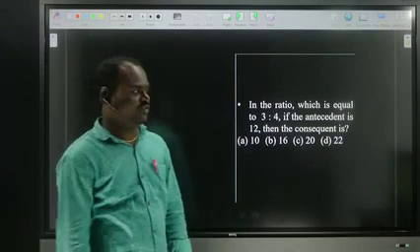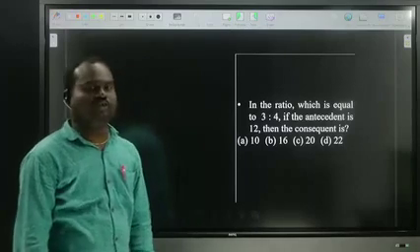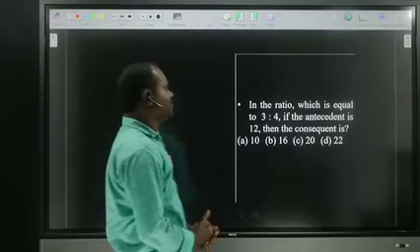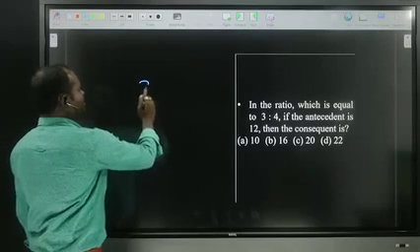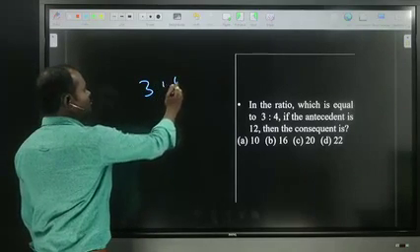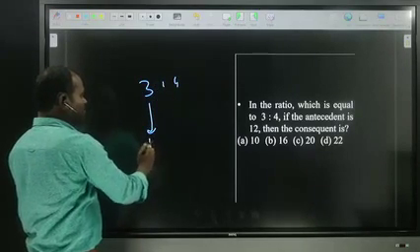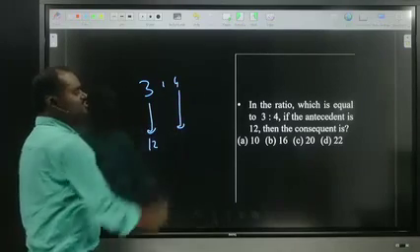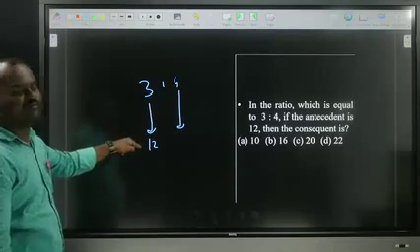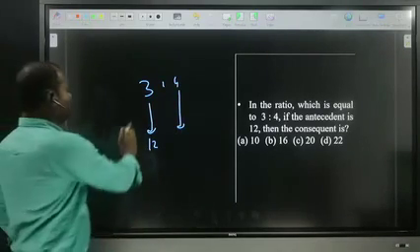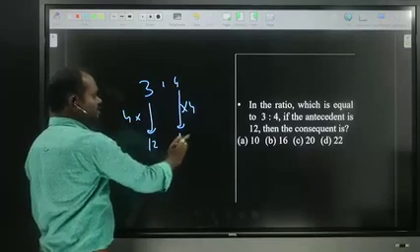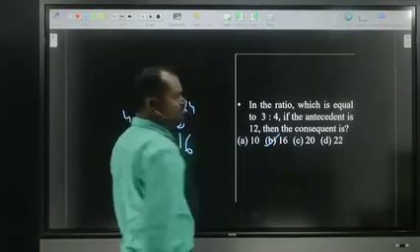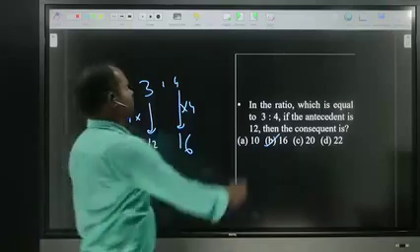Option B. Shall we see now? If the ratio is 3 to 4, and the antecedent is 12, then the consequent is 3 is to 4, 3 is 12, ma. Whenever 3 becomes 12, 4 will become 16, because for 3 it is 4 times. If it is 4 times, 4 also becomes 4 times: 4 fours are 16. So option B is the right answer.